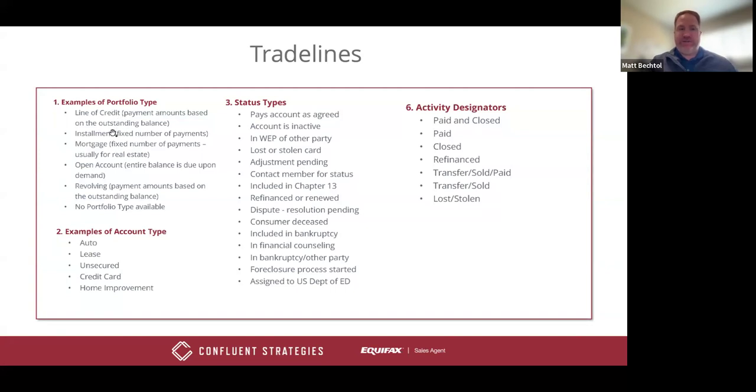Is it a line of credit? Is it an installment loan? Is it a mortgage? An open account? Open accounts are rare in 2025. Revolving, so is it a credit card type account? These are just some example narratives and status types that you will see on those different trade lines. And then, of course, is it paid and closed, refinanced, transferred, sold, or lost or stolen?